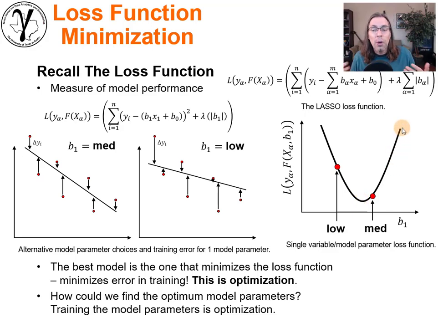Now, ideally, in training our model parameter B1, we want to find that one B1 for which we minimize this loss function. Finding that best model, the one that minimizes the loss function, is going to minimize the error in training under the constraint of regularization. And this is an optimization problem. It's an optimization of the model. And so we want to find the optimum model parameters to minimize the loss function. Training the model parameters is optimization.